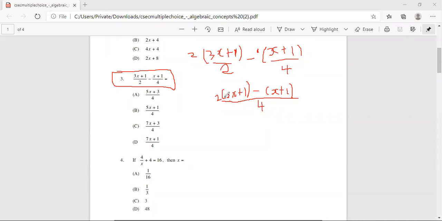Removing the bracket, just like how we did for the first question. So 2 times 3x will give me 6x. And 2 times 1 will give me plus 2. Next, what do we have to do on this one side? Are we multiplying this to remove the bracket?